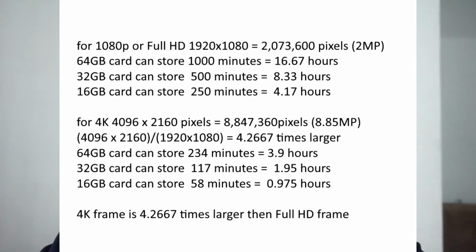This would mean that for full HD, 240 frames per second videos, a 64 gigabyte SanDisk SD card will hold about 1000 minutes or 16 hours of video. A 16 gigabyte card would hold about 4 hours of video. For 4K video, the 64 gigabyte card would hold about 4 hours of video, and the 16 gigabyte card would hold about 1 hour of video at 240 frames per second.